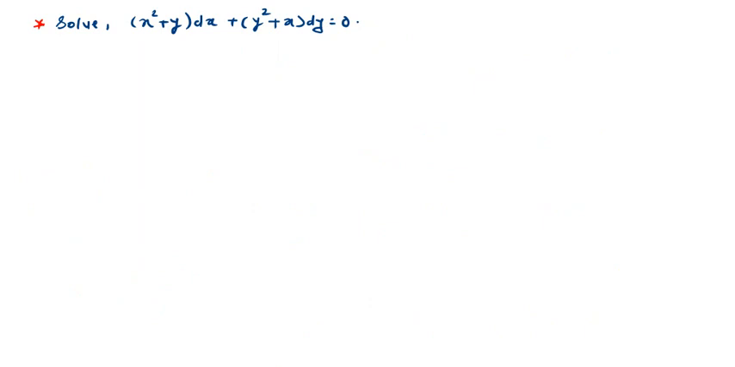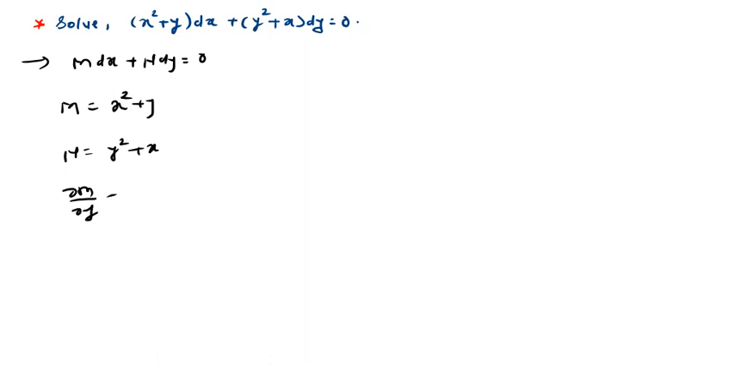We will see one more example, to check whether this differential equation is exact. If it is exact, we can find the solution. So compare with our standard form, M dx plus N dy equal to 0. You can see the value for M is x square plus y, and the value for N is y square plus x. So find ∂M/∂y. The derivative of x square with respect to y will be 0, and the derivative of y with respect to y will be 1. Also ∂N/∂x. The derivative of y square with respect to x will be 0, and the derivative of x with respect to x will be 1. So both terms are equal.